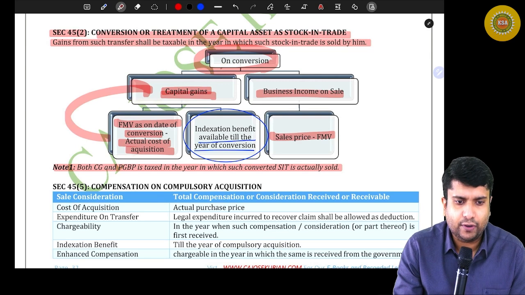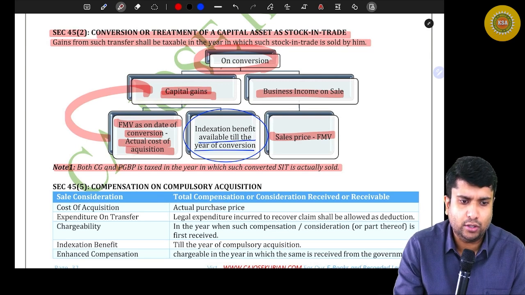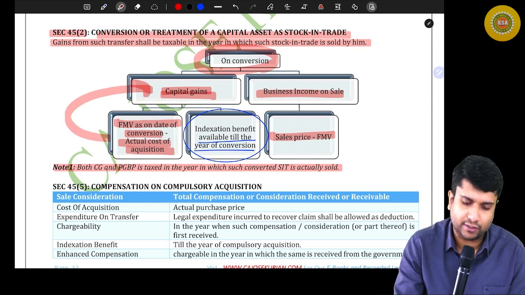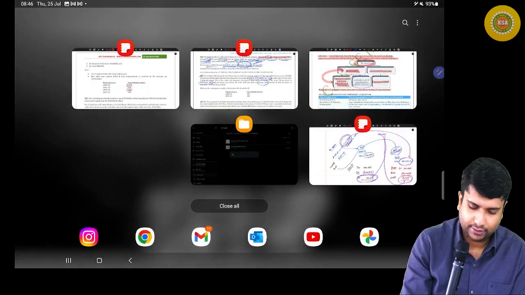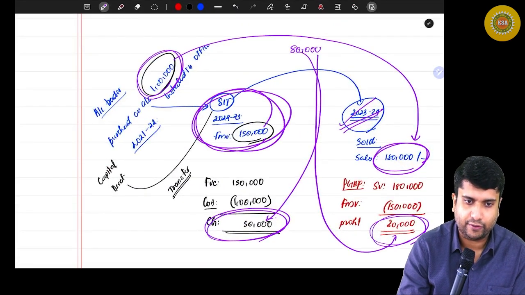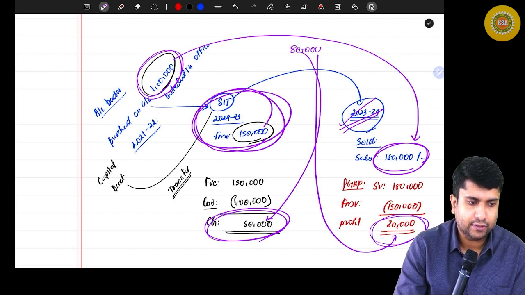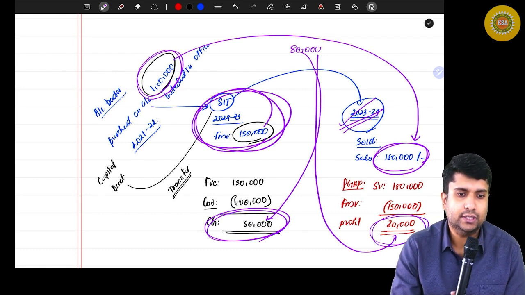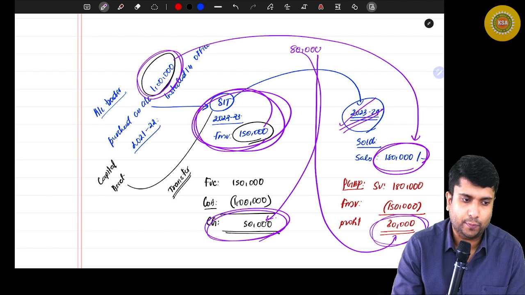In this case, why did we not do indexation? Because there was only a 1 year period of holding. Will FMV be as of the year in which we sell the stock in trade? No, conversion. See, FMV as on date of conversion is 1,50,000, so you have to take that particular FMV only. It's on the point of conversion. Okay. I hope it is clear.